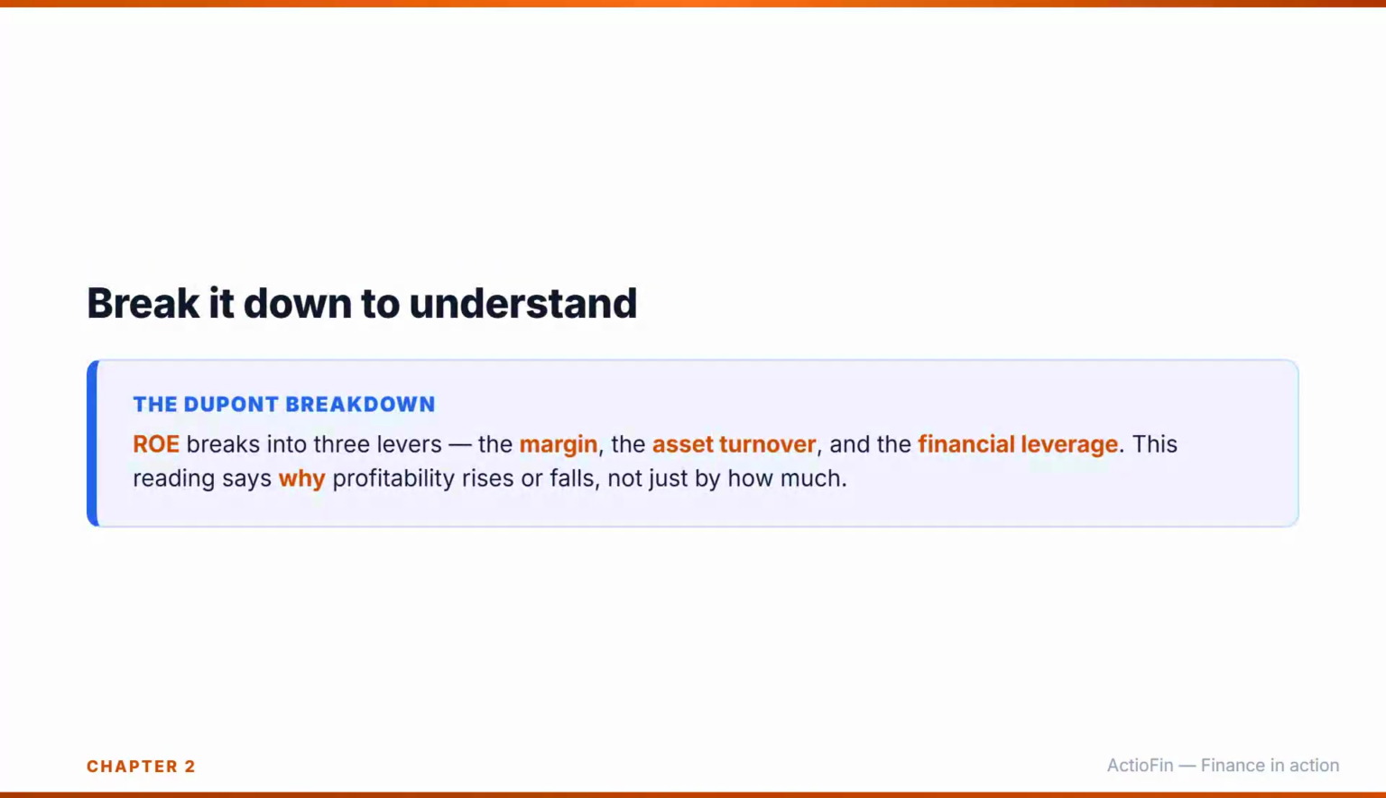To understand a ROE, you break it down, that is the DuPont breakdown. 3 levers: the margin, the asset turnover, and the financial leverage. This reading says why profitability rises or falls, not just by how much it moves.